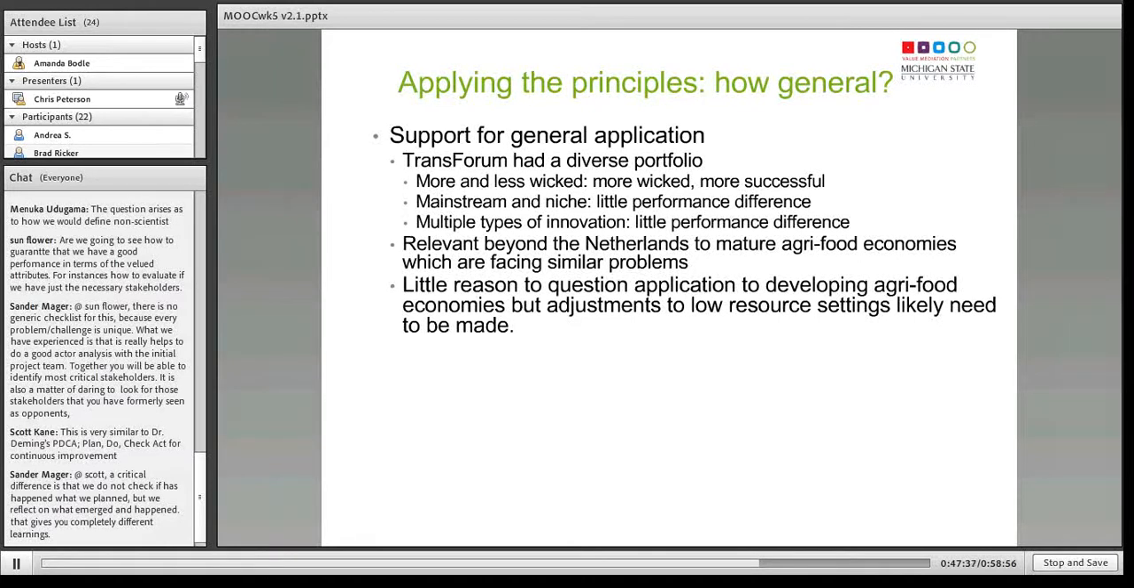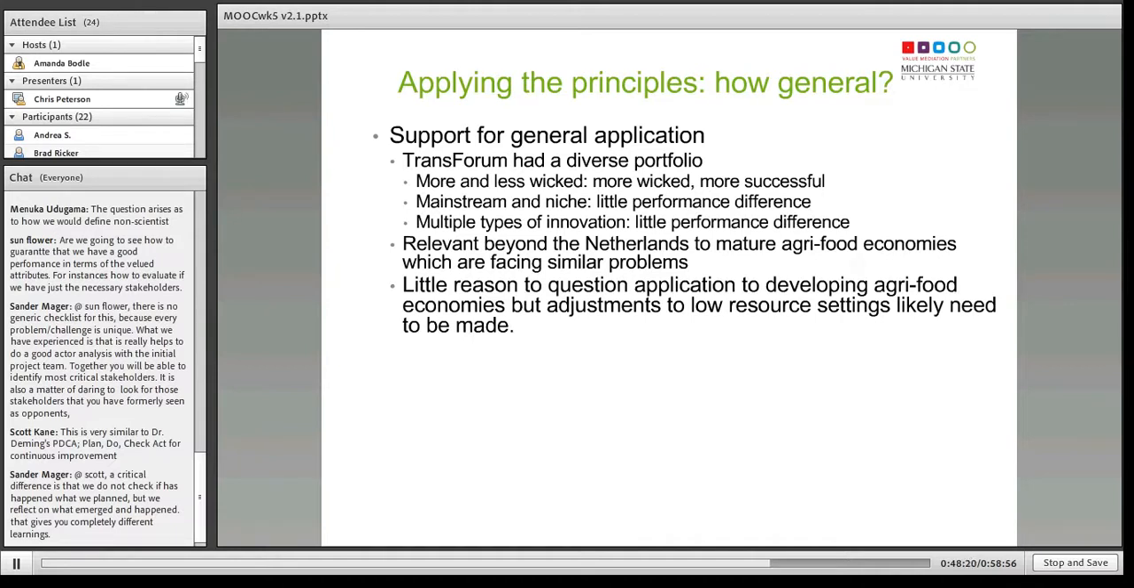Transforum had a diverse portfolio of projects, both more and less wicked, and the more wicked were more successful under these principles. There were both mainstream or large scale and small scale niche, and we saw little difference in performance, which means these principles can be utilized in both scales of projects. There were multiple types of innovation, and at least within the Transforum experience, we saw little performance difference, which gives us hope that the application of these principles can be quite broad to any form of innovation.